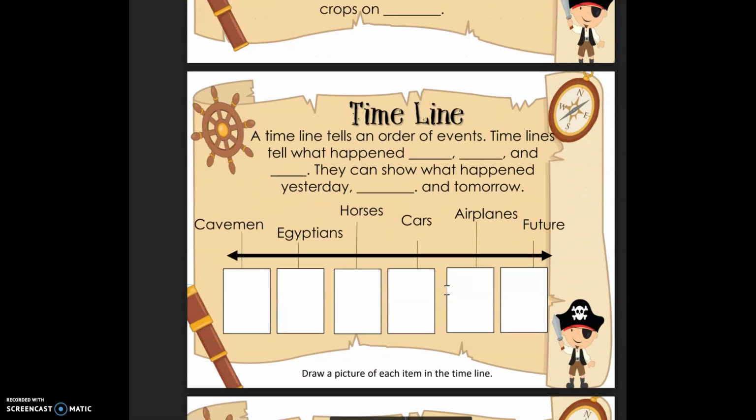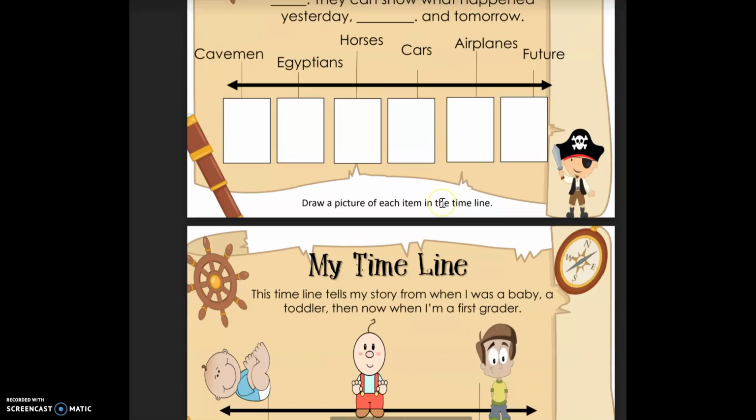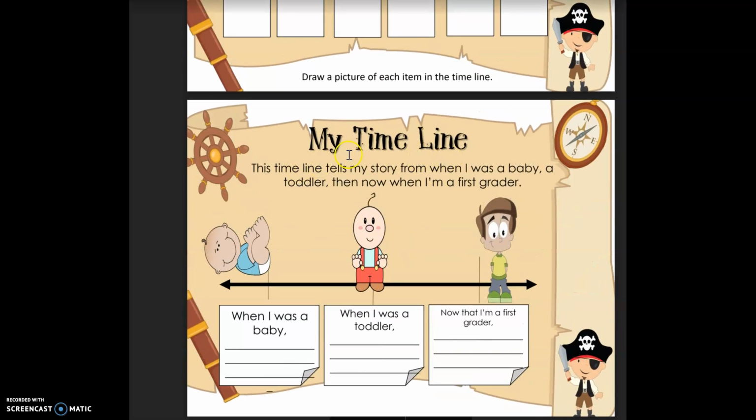All right, timeline. I don't want you to do this one. If you want to, you can go ahead, but I would say skip the timeline and go down to my timeline. The timeline tells my story from when I was a baby, a toddler, then now when I am a first grader. So when I was a baby, think of something that you did when you were a baby. Think of something that you did when you were a toddler. And now that you're in first grade, what do you do?